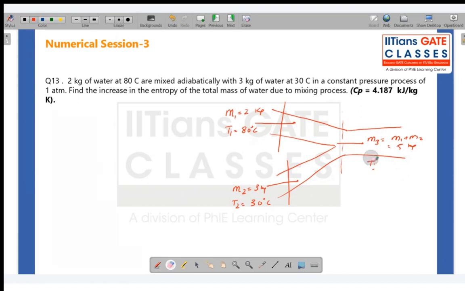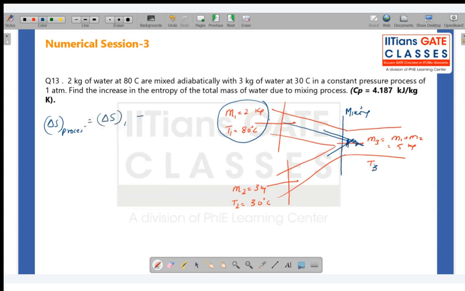But now I need to find out entropy. I need to find out the entropy change in this process. What process? It is a mixing process. You see, here fluid is coming, here fluid is coming, and mixing is happening. So this is a mixing process. So the entropy change in this mixing process will be, you see, this fluid is coming, so it has some entropy here. And when it comes here, its entropy will change. So that is the change in entropy of the first fluid. Plus this fluid is coming, and when it mixes, its entropy will change. So that is the change in entropy of the second. So now I need to find out the entropy change in one and entropy change in two.